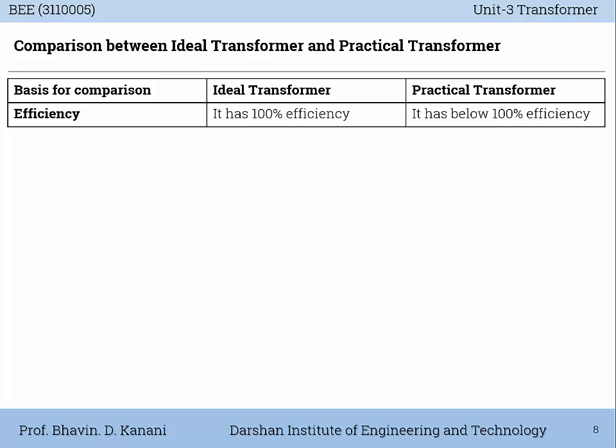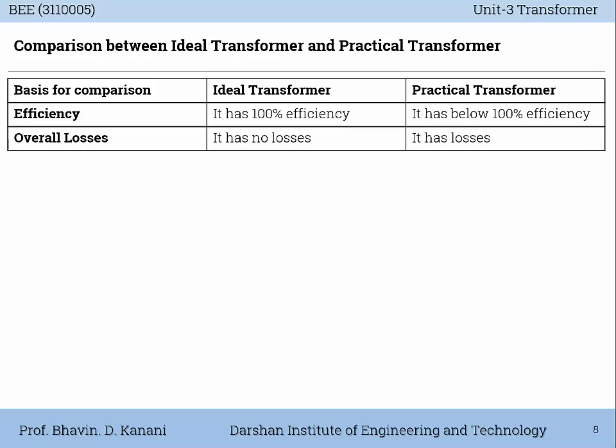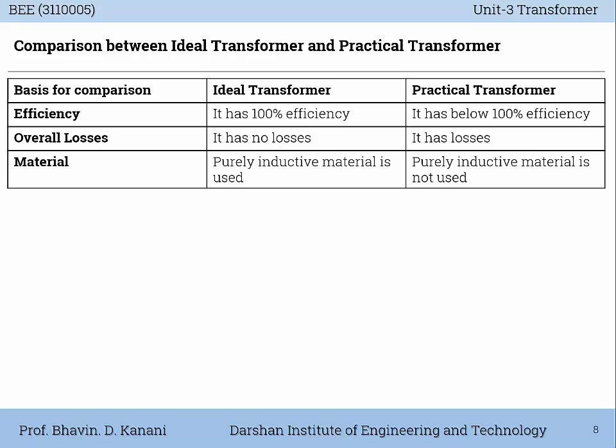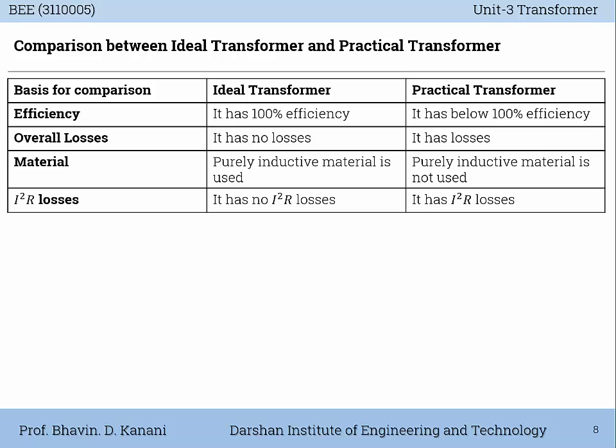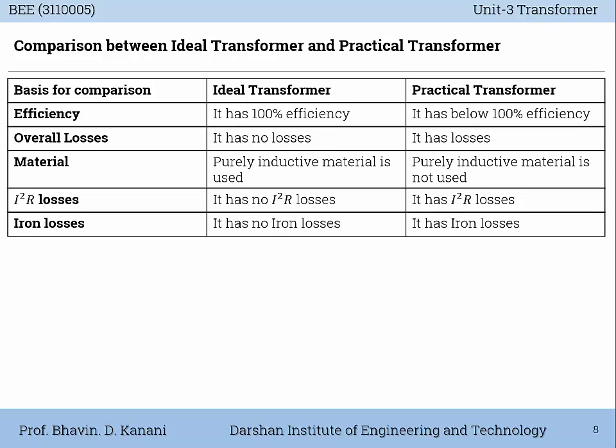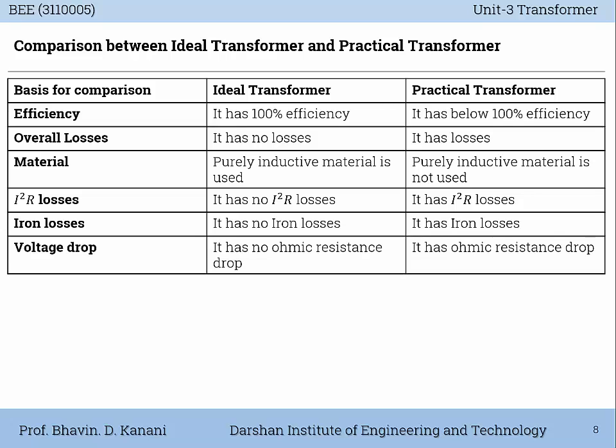So ideal transformer has 100% efficiency, but practical transformer has less than 100% efficiency. The overall losses is 0 in ideal transformer, but there are some overall losses in practical transformer. In ideal transformer, purely inductive material is used, but in practical transformer, purely inductive material is not used. In ideal transformer, it has no I square R losses, but practical transformer has some I square R losses. In ideal transformer, it has no iron losses, but practical transformer has iron losses.